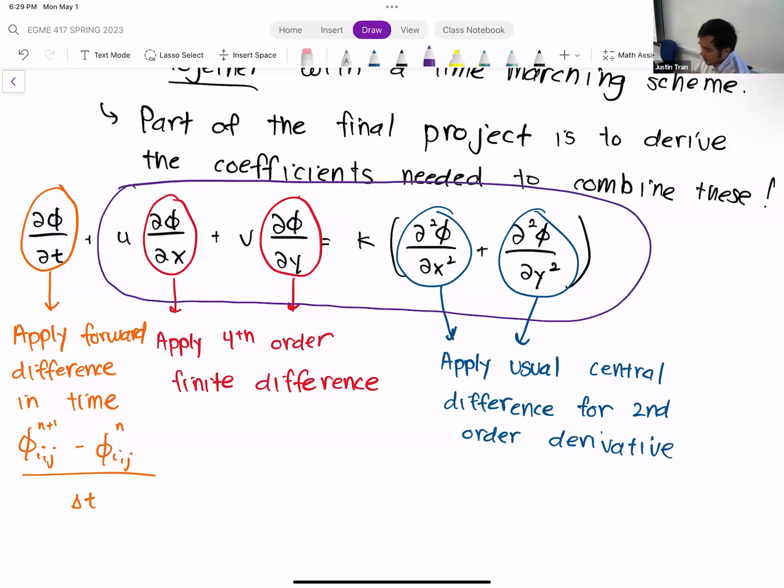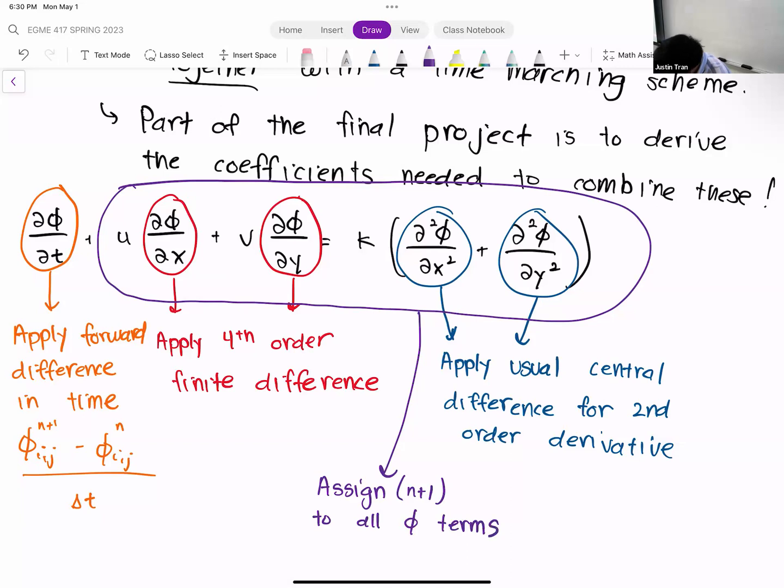For all of these terms right here, remember, we're doing an unsteady problem. We have to assign either n or n plus 1 to these terms. And so for the project, I'm having you do implicit Euler. And so we're going to assign n plus 1 to all these features. For all the spatial derivatives, remember, they all need a time index, but for implicit Euler, that is going to be n plus 1. Okay.